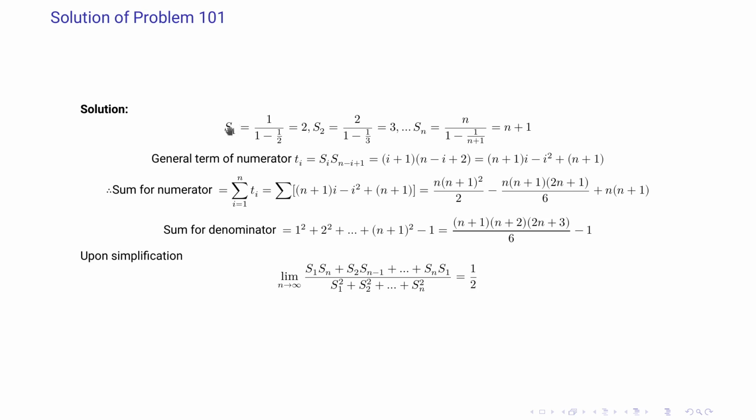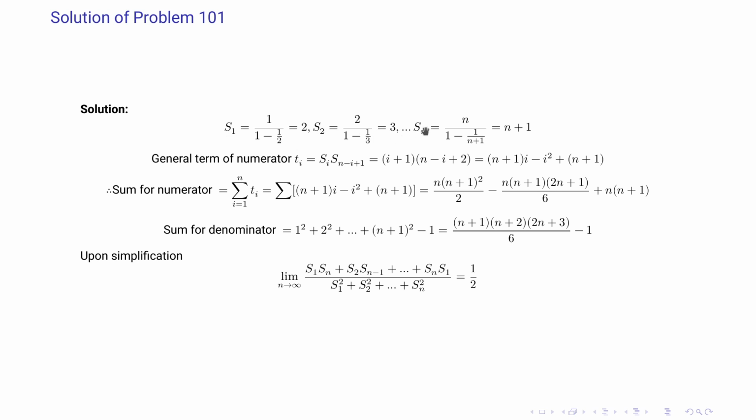So S1 would be 1 by 1 minus 1 by 2, because the first term is n. Here the value of n is 1. So first term would be 1 and common ratio would be 1 by n plus 1, that is 1 by 1 plus 1 or 1 by 2. So S1 would be 2. For S2 first term would be 2 and common ratio would be 1 by 3. So S2 would be 3.